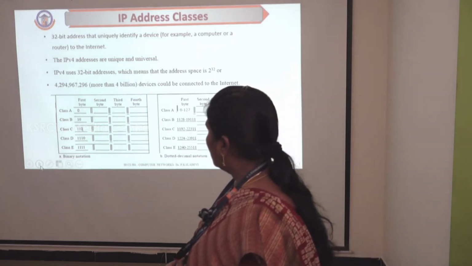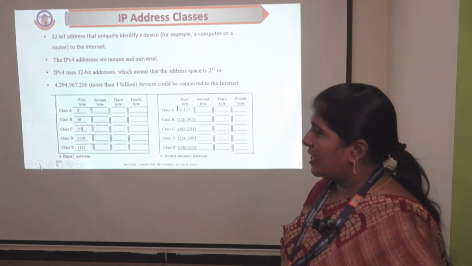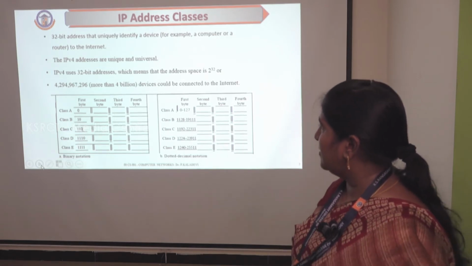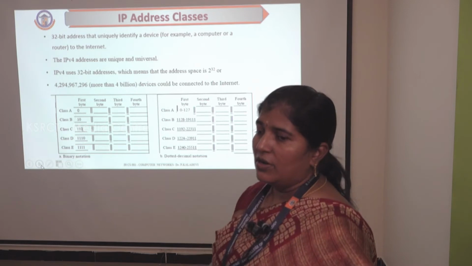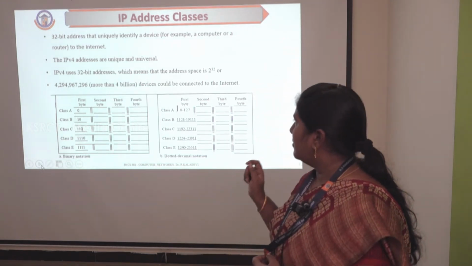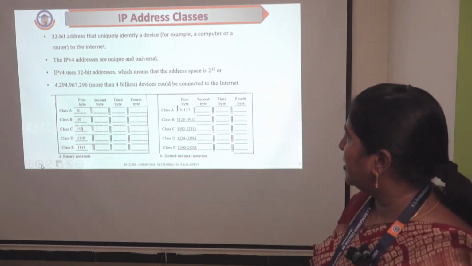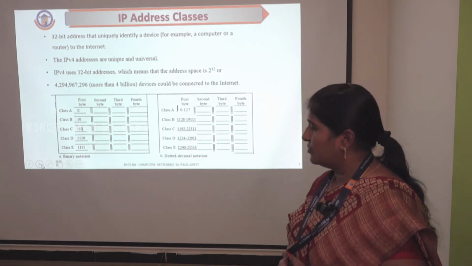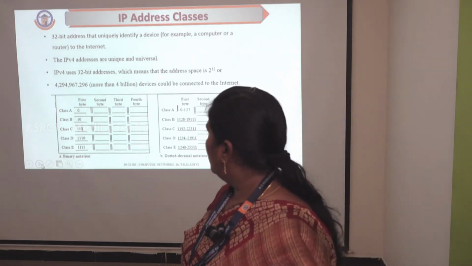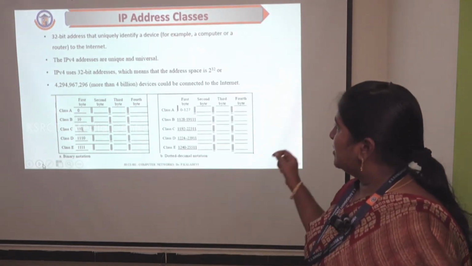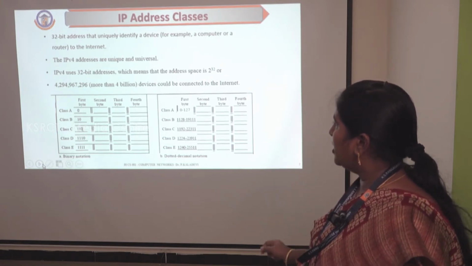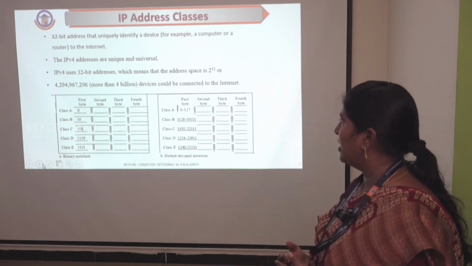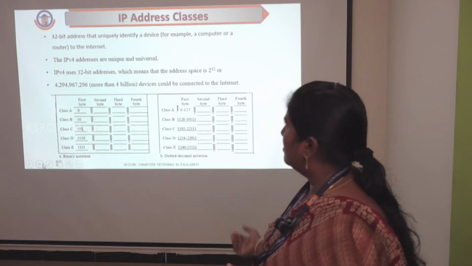In dotted decimal notation, class A IP addresses start at 0 and end at 127. In class B, the first byte starts at 128 and ends at 191. In class C, the IP address starts at 192, class D starts at 224 and class E starts at 240. So by using the first byte of the IP in dotted decimal notation, we can identify which class the IP address belongs to.